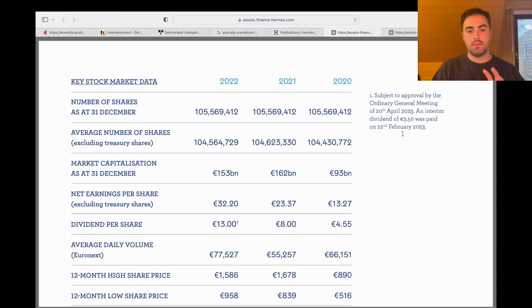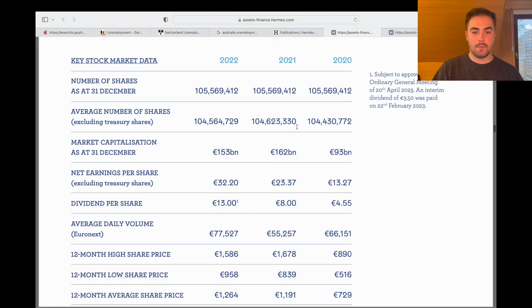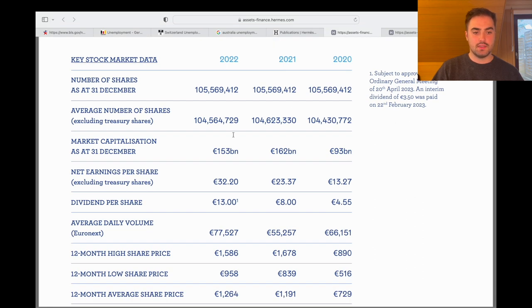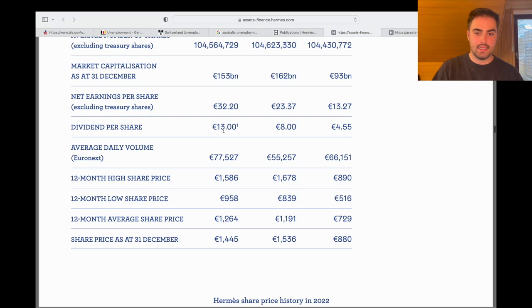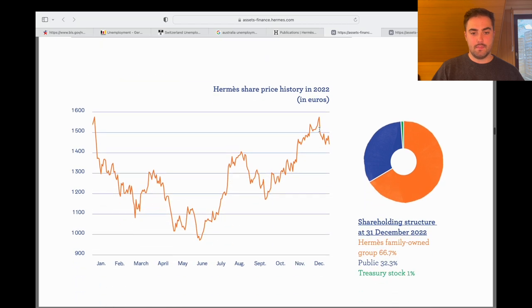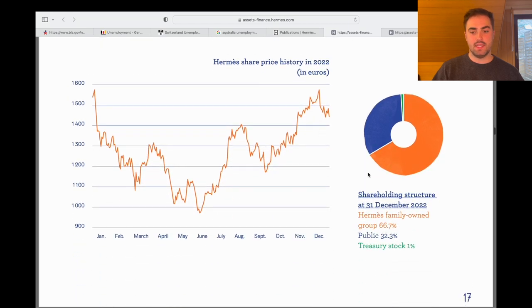A few more data points regarding the stocks. So we can see the amount of shares pretty much stayed the same. The amount of shares excluding the treasury shares increased a bit, then decreased a bit. That's the way it is. What we can see, the net earnings per share definitely increased, so did the dividend. That is rather solid. And down here we can see something that is also important for me.